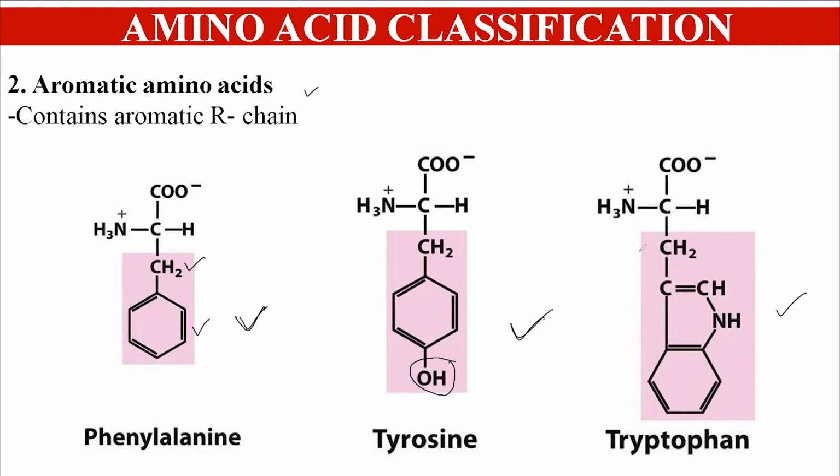And talking about the last one, that is tryptophan. Tryptophan has two rings. You can see that there are two rings present in tryptophan, and one of these rings contains a nitrogen atom. All right.